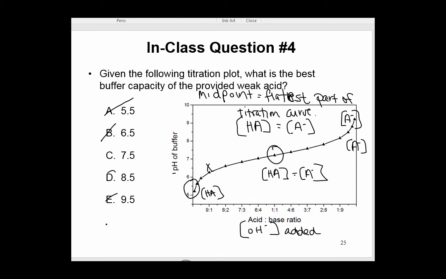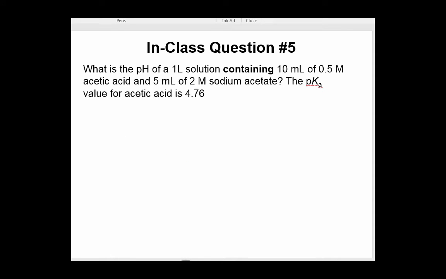All right, let's do a more numerical problem where we have the pH of a solution containing 10 mL of 0.5 molar acetic acid and 5 mL of 2 molar sodium acetate. We want to determine what the pH of that solution is. So the first thing you need to do is determine what formula you're looking for. You have some concentrations and you have a pKa, and you're trying to determine pH. So you should be able to determine that we want to use that Henderson-Hasselbalch equation.